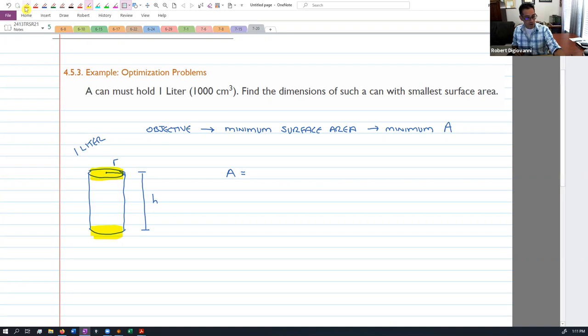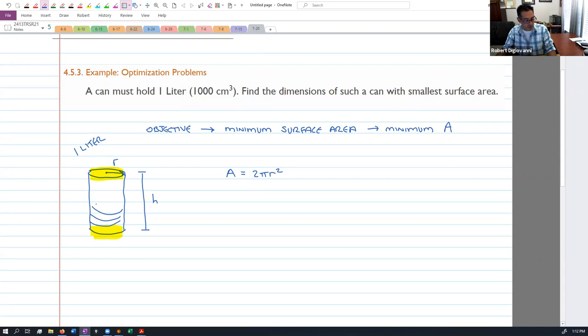What's the area of a circle? Pi r squared. So this should have on top pi r squared and then another pi r squared on the bottom. Okay, so 2 pi r squared. That represents the top and the bottom circle. Understood? We still need, though, to figure out the formula for the area of the can that goes around.